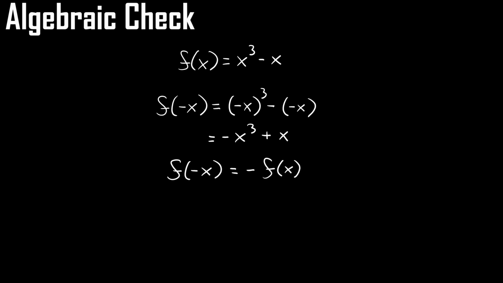So let's compare negative x cubed plus x to negative f of x. If we take our original function and we make it negative f of x, we're going to get negative x cubed minus x. When we distribute the negative sign, it'll become negative x cubed plus x, which is the same as what we got before. So we can say this function is odd.